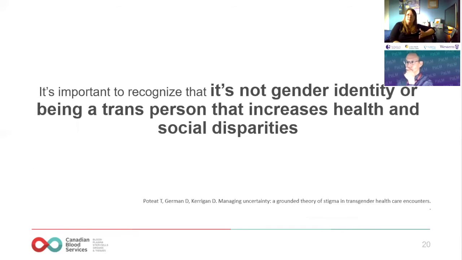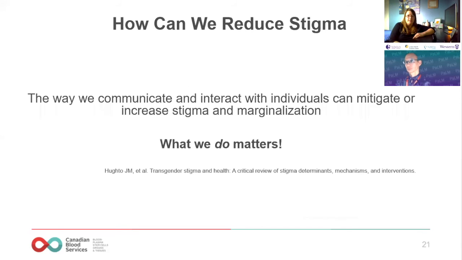And the most important thing to recognize when we're talking about health disparities for trans people is that it's not gender identity or being trans that increases these disparities. Interactions from those in helping professions can really mitigate or increase stigma for trans people. In fact, research has shown that when trans individuals' identities are affirmed through inclusive policies, spaces, and appropriate transition care, these disparities improve greatly.